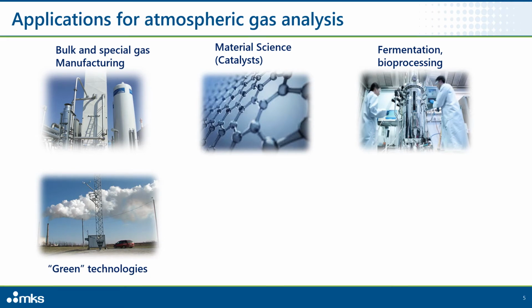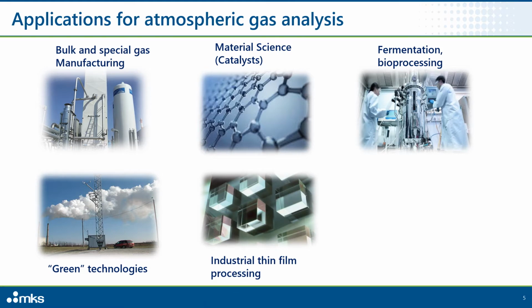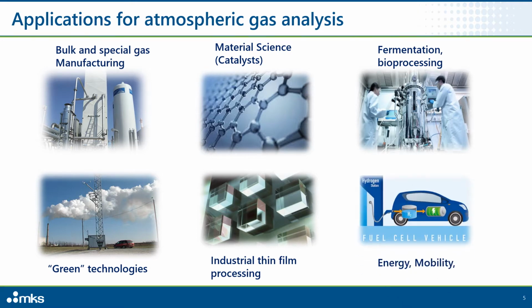Green technologies, an evolving market, require solutions to optimize technologies like power to gas or gas to power, including the environmentally friendly production of hydrogen. There is also a range of industrial processes that require the monitoring of critical gases, such as ALD or thermal processing. And finally, the use of mass spectrometers has been established for the characterization of the efficiency of fuel cells.